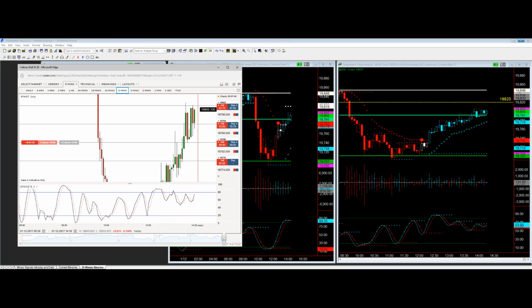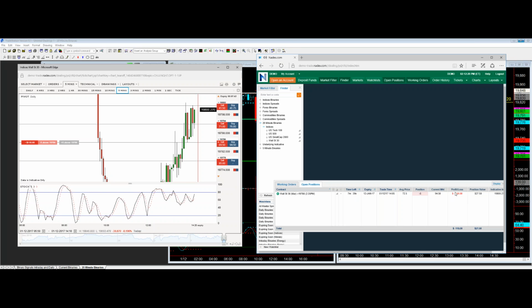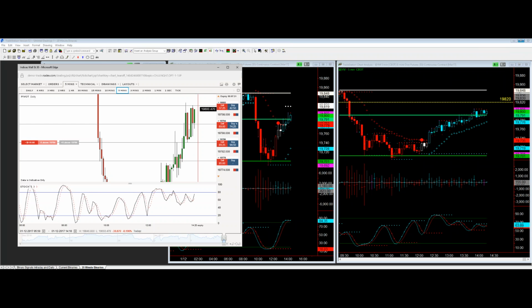Well, this was actually what I was referring to before, Dinesh. Do you see how you can save $25? You could kill it, but these things move. The premiums on these move so quickly that a lot of times you just don't have a chance to kill the trade. And that's because you're doing a 20-minute binary.